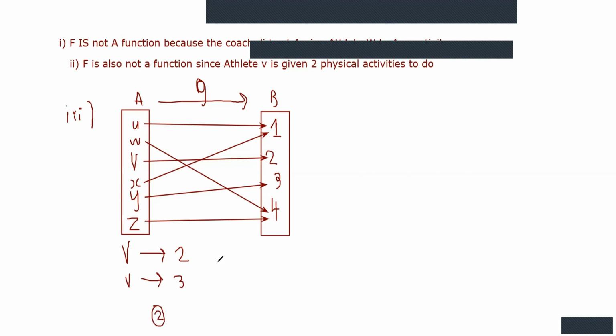All right? Then also, double-u needs to map. So we could have mapped double-u to 1, we could have mapped double-u to 2, we could have mapped double-u to 3, or could have mapped double-u to 4.